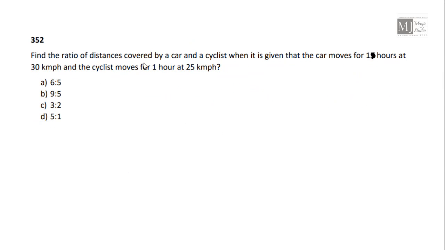Find the ratio of distances covered by a car and a cyclist when it is given that the car moves for 1 hour at the rate of 30 kph and the cyclist moves for 1 hour at the rate of 25 kph.